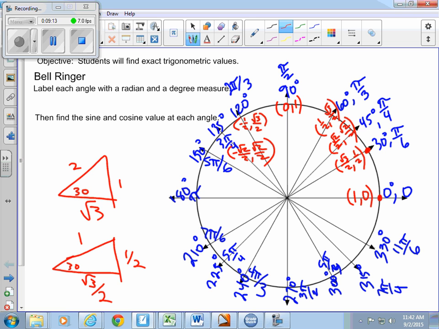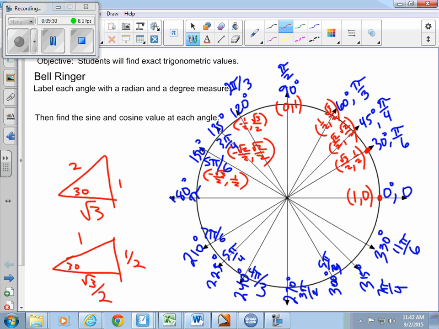And what would this one be? Negative square root of 3 over 2. I got it. Okay, is that the same thing you'd get by drawing triangles? Yeah, look back at your homework somewhere. That's the same answers you got a couple of days ago.